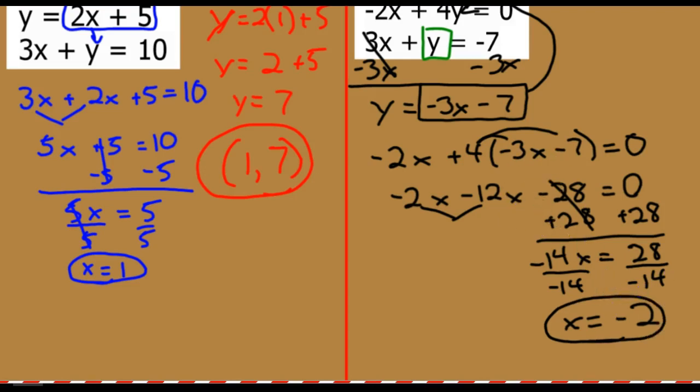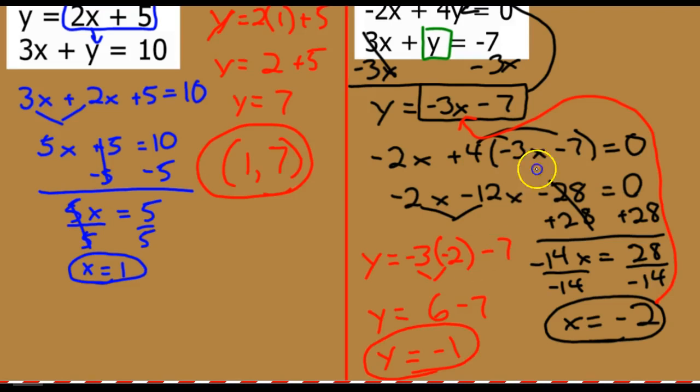So now I'm going to take that negative 2 and I'm going to substitute it in for our x here. So we get y equals negative 3 times negative 2 minus 7. Negative 3 times negative 2 gives us a positive 6 minus 7. So y equals a negative 1. Our solution then, our x is negative 2 and our y is negative 1.